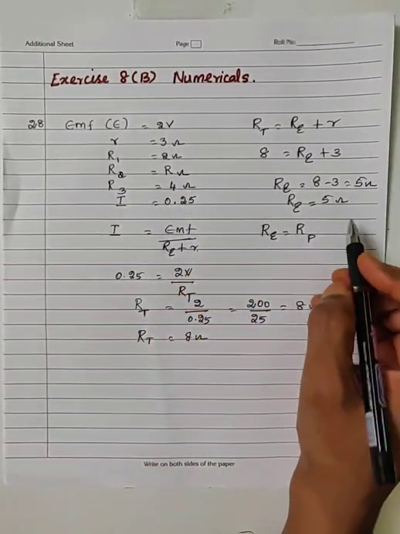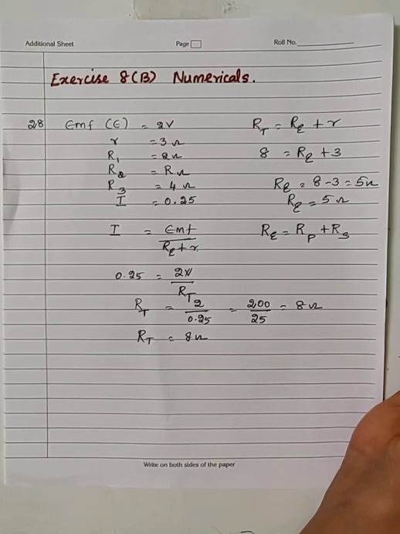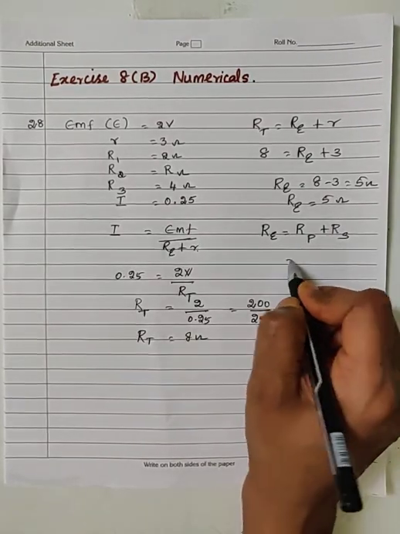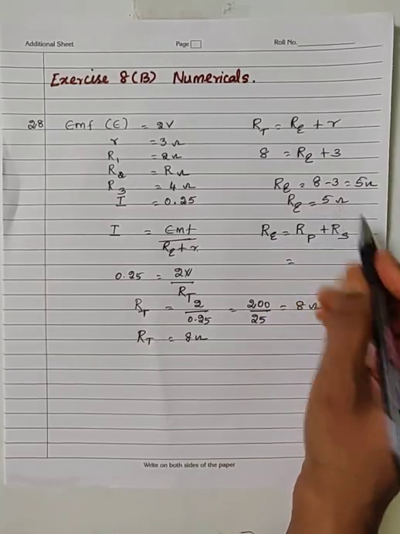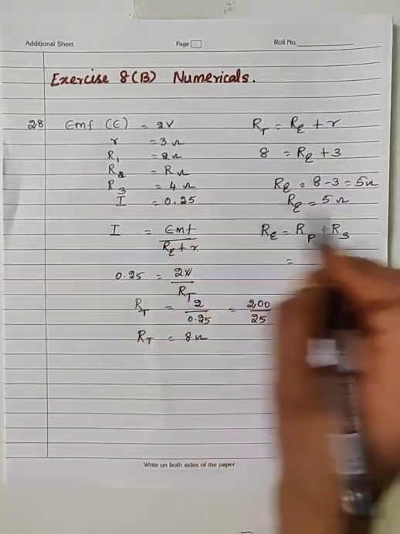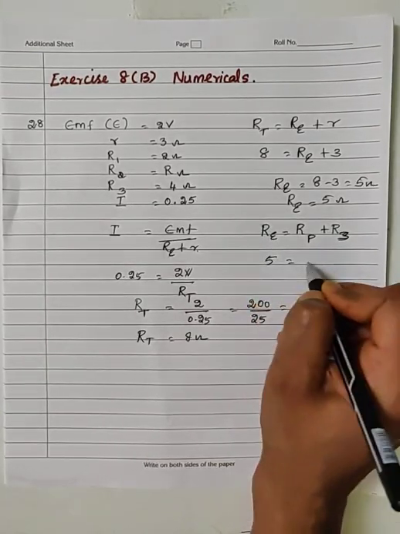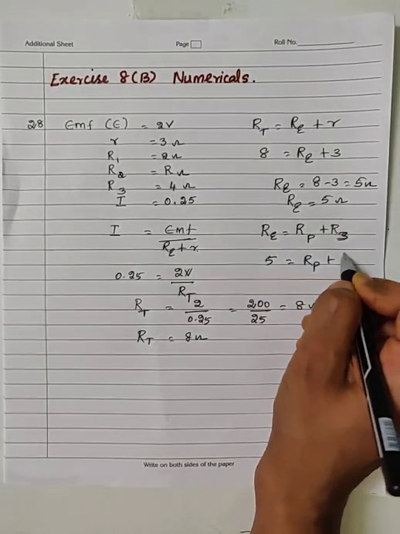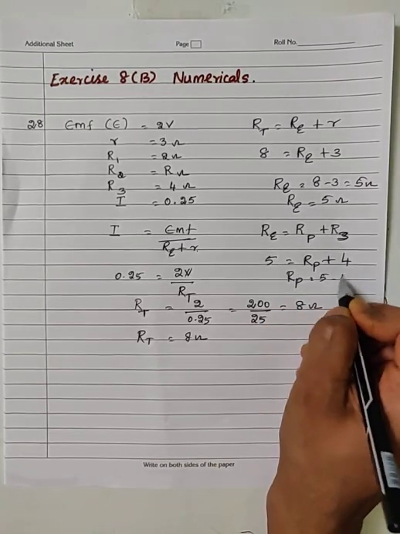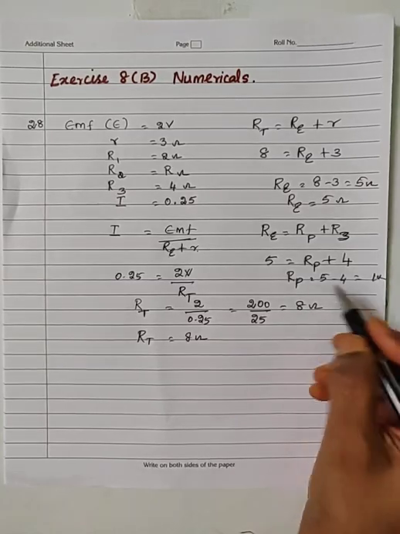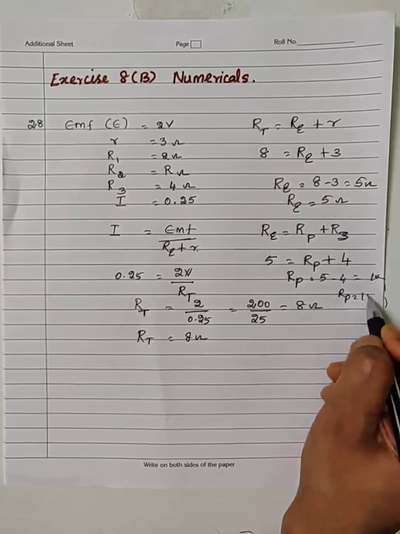And R3 is connected in series. If it is connected in series, that has to be added to this one. So, in the place of Rp, I have to substitute. Re is equal to 5 ohm. The resistor which is connected in series, that is R3, is equal to 4 ohm. So 5 equals Rp plus R3, and R3 is equal to 4. From this I can say Rp is equal to 5 minus 4, which is equal to 1 ohm. So we have calculated the value of Rp. Rp is equal to 1 ohm.